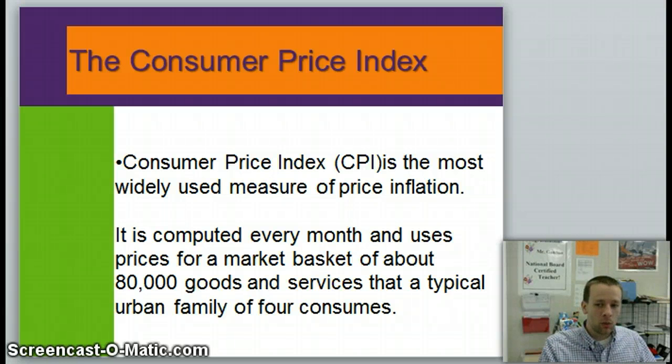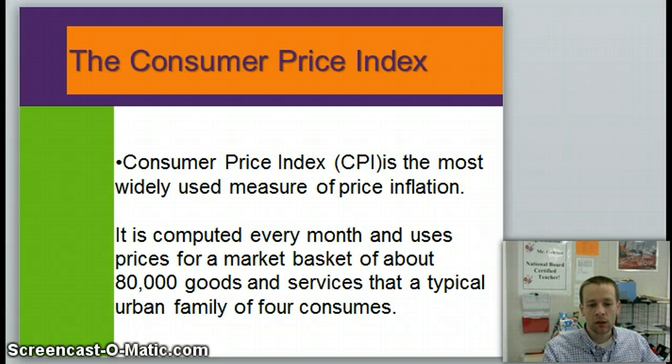All right, and so this is the most widely accepted because it covers most people. Now, we also have a consumer price index for non-urban or rural consumers. That measures some different things that people buy, but most people in the United States are covered here under this idea of a consumer price index.